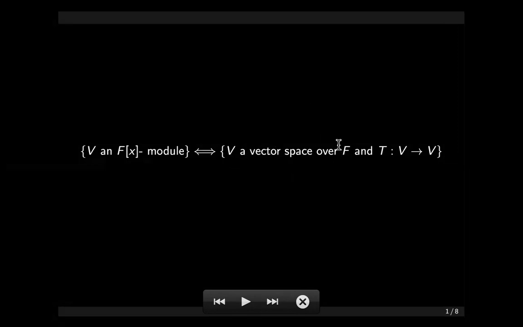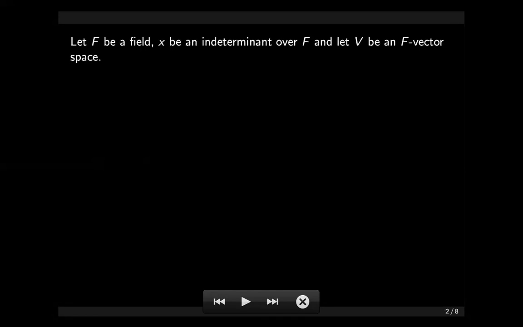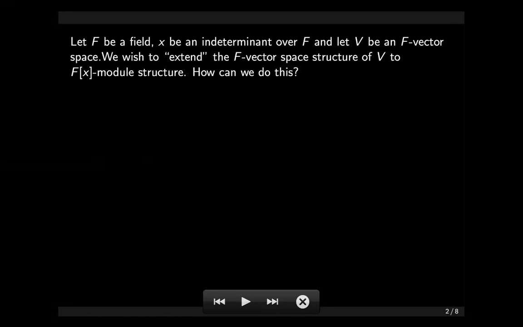If we have a vector space V over F, how can we extend that to a module over F[x]? How can we extend V to a module over F[x] that respects the vector space structure already given by the action of F on V? So let's fix notation. We let F be a field, x an indeterminate over F, and we let V be an F vector space. As we said, we wish to extend the F vector space structure of V to an F[x] module structure. So that would be a left F[x] module structure. The question is, how can we do this?